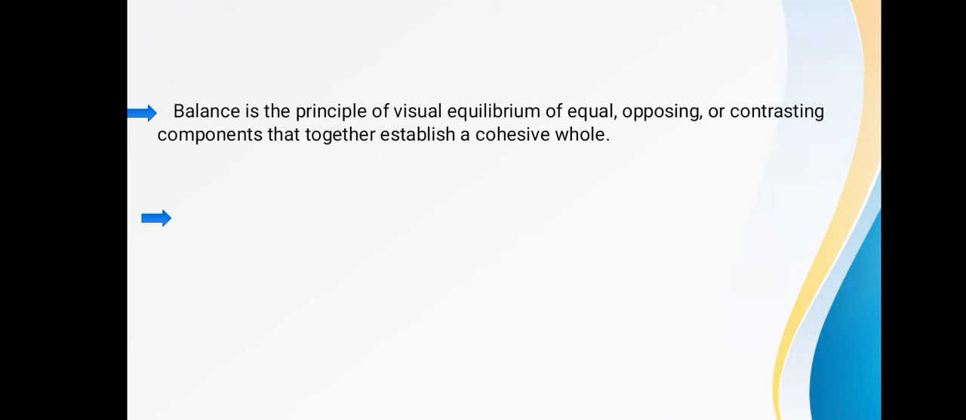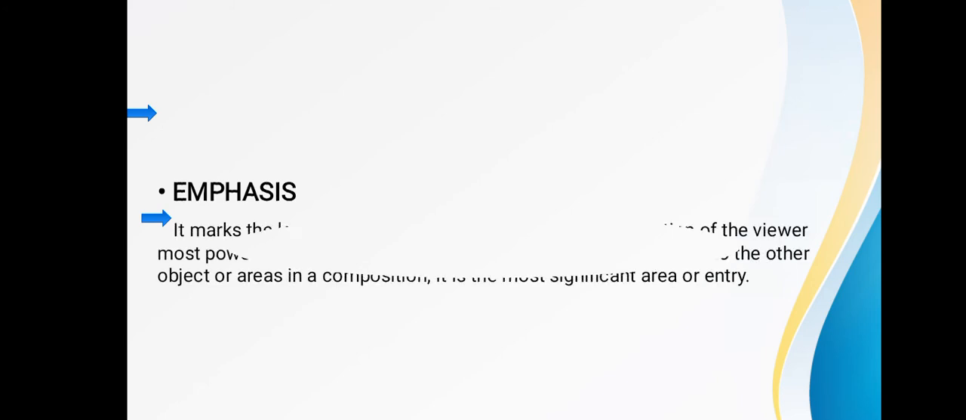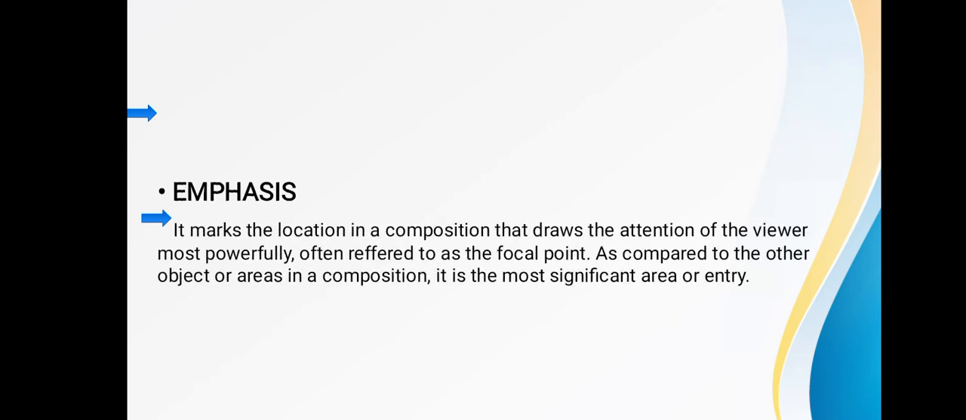Next is emphasis. Emphasis marks the location in a composition that draws the attention of the viewer most powerfully, often referred to as the focal point, as compared to the other objects or areas in a composition. It is the most significant area or entry. Emphasis is special importance, value, or prominence given to something.